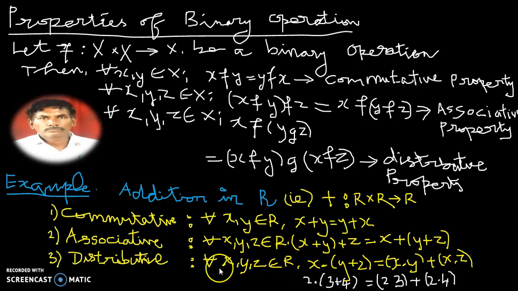And thus we see that this binary operation has the special quality of satisfying all these properties: commutative, associative and distributive properties. This particular binary operation satisfies these 3 properties. So this is very, very important in algebra. Keep it in your mind, and I will see you in the next video clip.